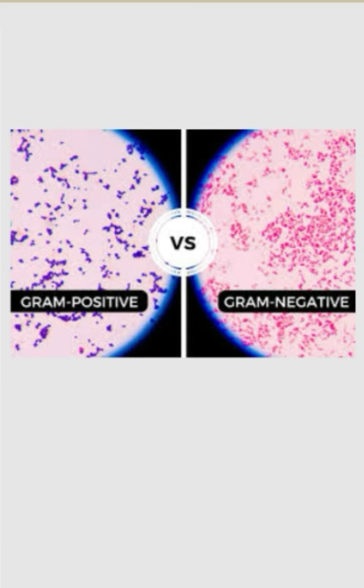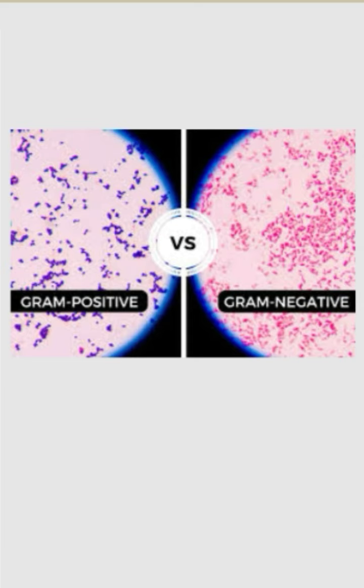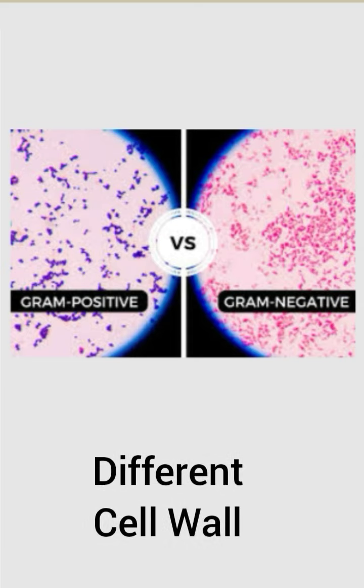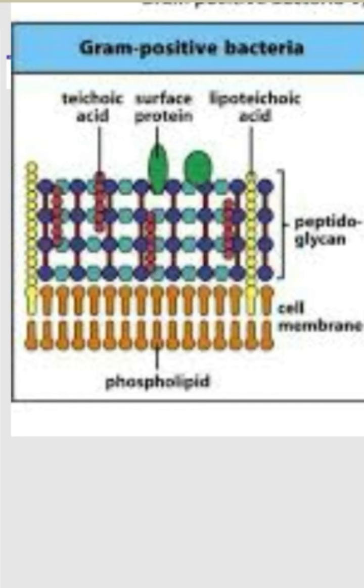Now, why were they different? What was the basic difference that some were coloring deep violet and some were turning out to be pink? So, the main difference was actually in their cell wall structure. Let us study their cell wall, to understand why some turned deep violet in color whereas some turned pink. So, let's study gram-positive bacteria first.